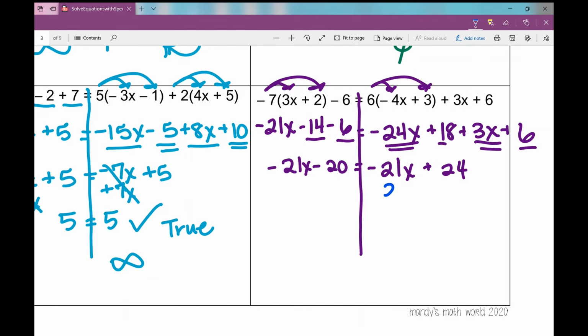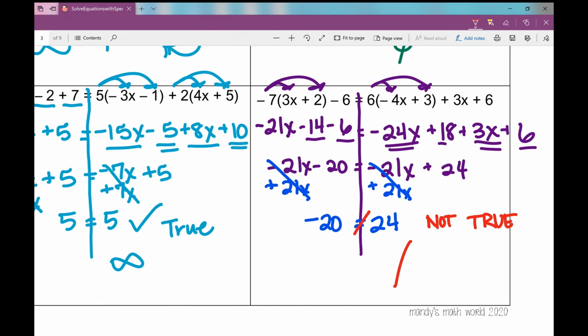So now I'm going to add 21x to both sides. They both cancel. I'm left with negative 20 equals 24. But is that a true statement? No, I've gotten rid of my variables. Negative 20 does not equal 24. Not true. Therefore, my answer is no solution.